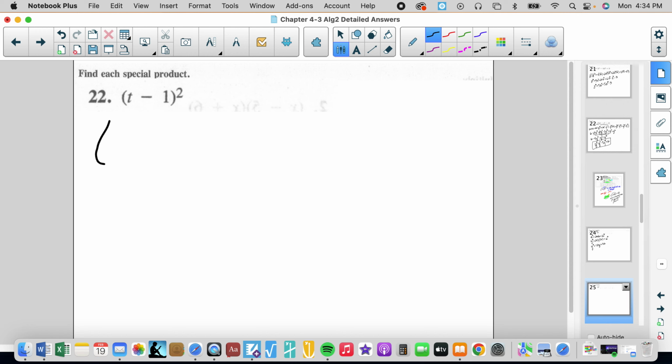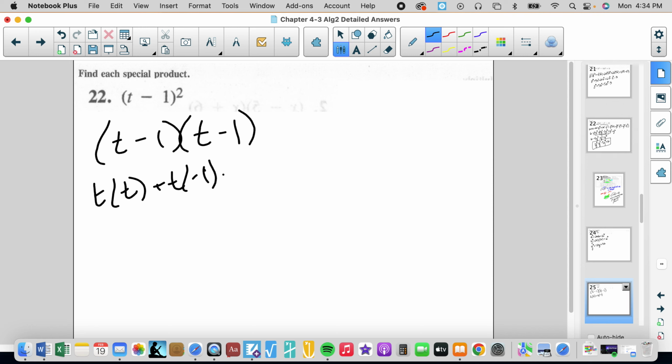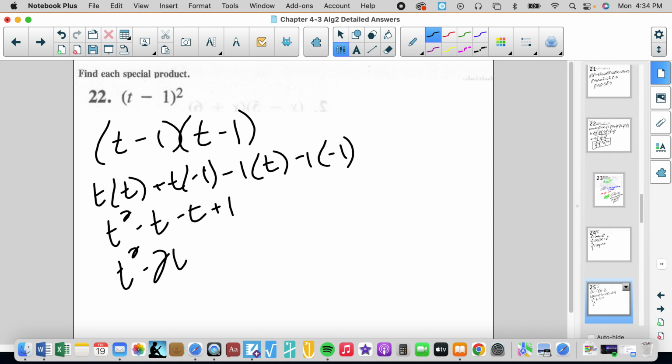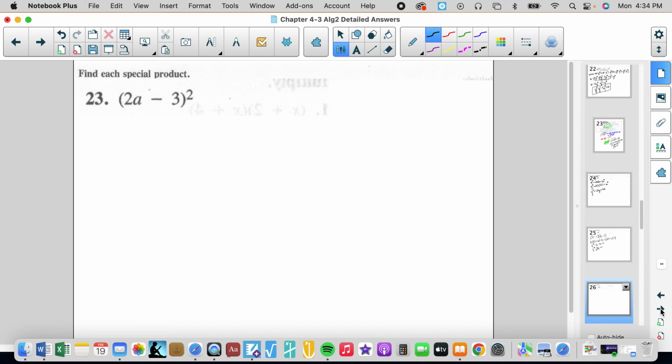You can write it as t minus 1, t minus 1. You can do t times t plus t times negative 1 minus 1 times t minus 1 times negative 1. T squared minus t minus t plus 1. T squared minus 2t plus 1. It just takes longer. In this day and age, you should be able to remember the template.